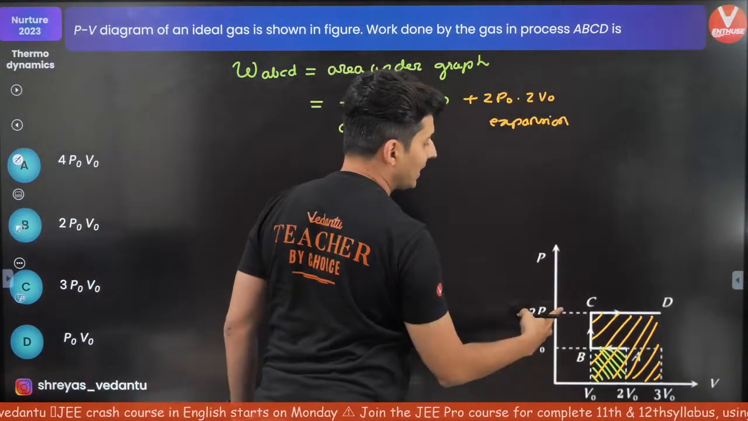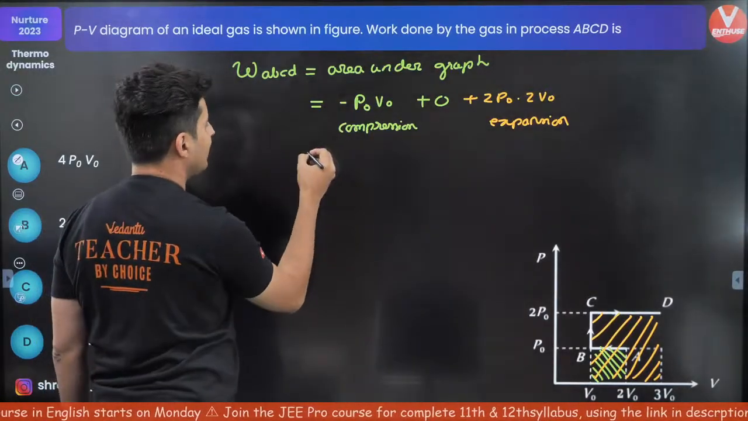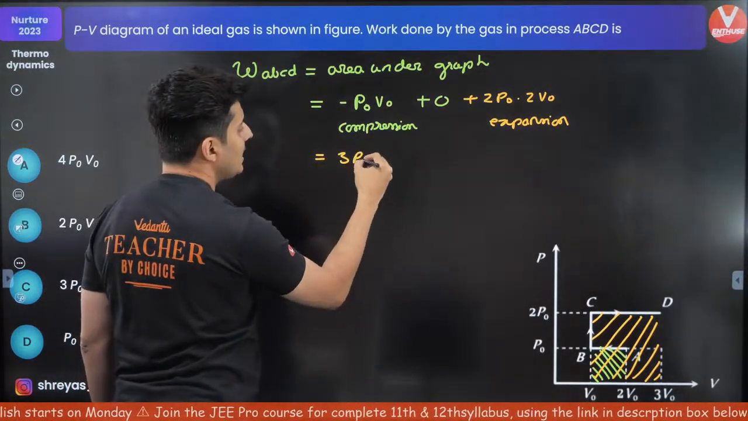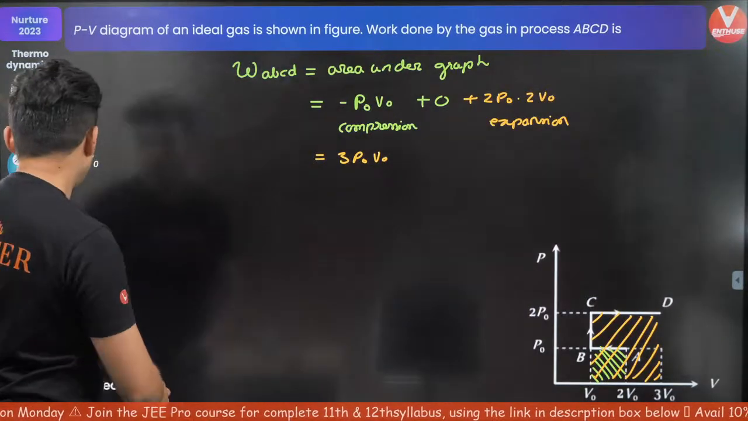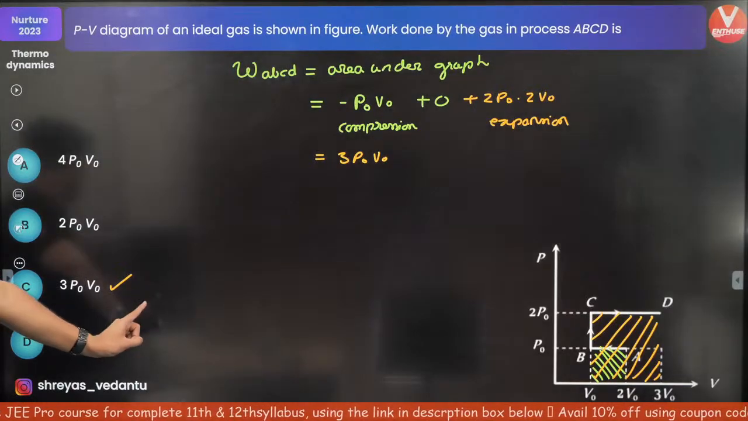Can you see the arrow mark? It is that side. So that's why plus. So 4 minus 1, it is nothing but 3P0V0. Is such an option there somewhere? Yes, it is there right over here. I hope you can see that.